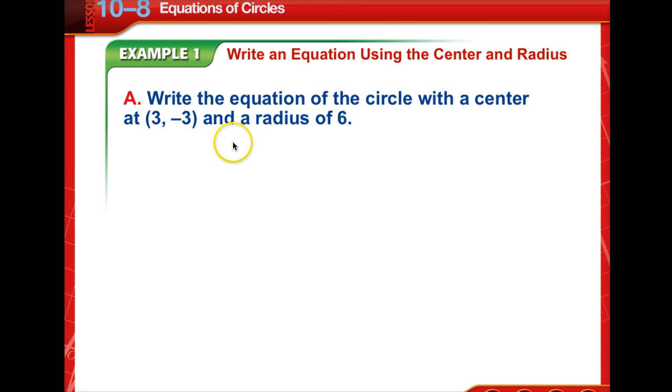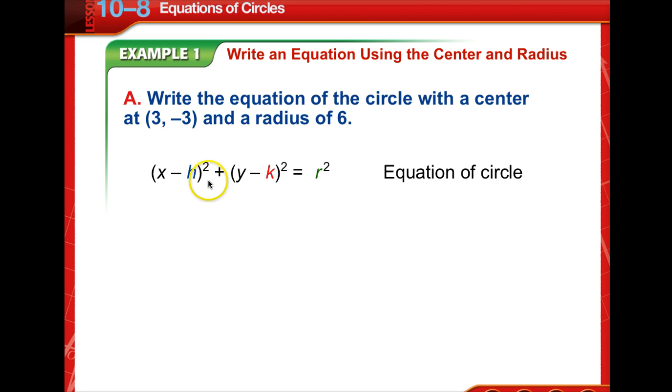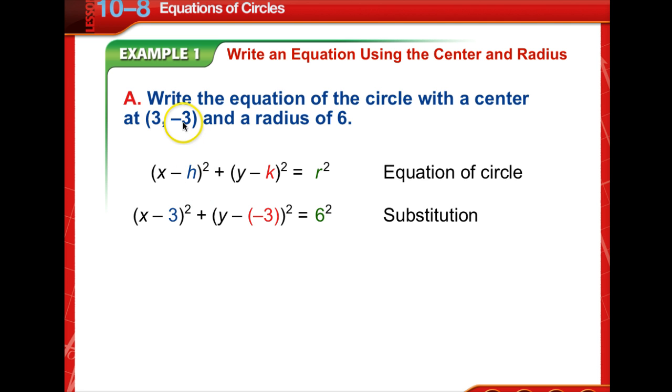Okay, let's write an equation using the center and the radius. So we're given the equation, write the equation of a circle. We're given the center and its radius. Using the equation of a circle, we substitute in the h and the k and the r, and then simplify it: (x minus 3) squared plus (y plus 3) squared is equal to 36. That was pretty easy, wasn't it?